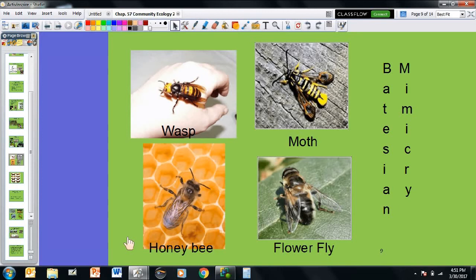So what happens is the predator will eat one of the poisonous wasps, get stung, remember the pain, and when it encounters the moth, it will recognize that vague colorization, that pattern, and will leave the moth alone. So in this case, the moth gets all of the benefits of having the poison, but none of the costs of actually having to make it.